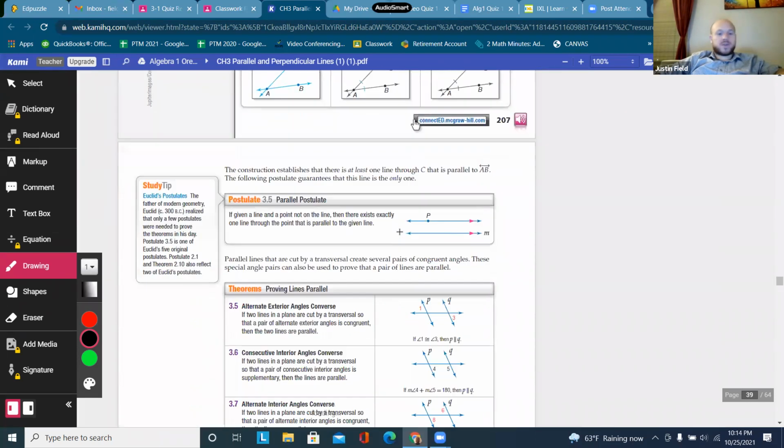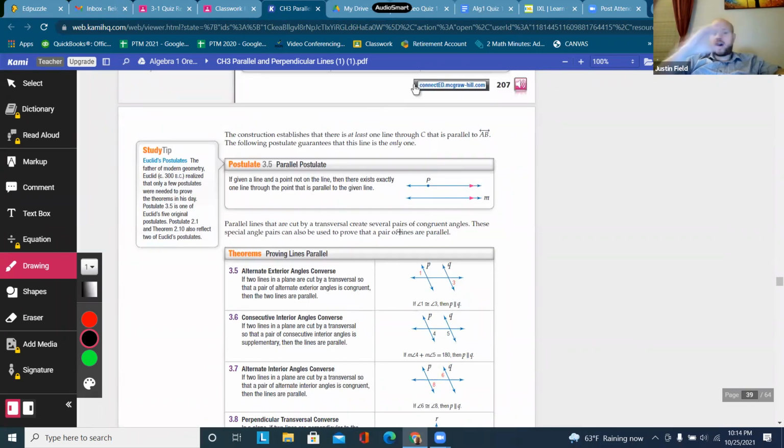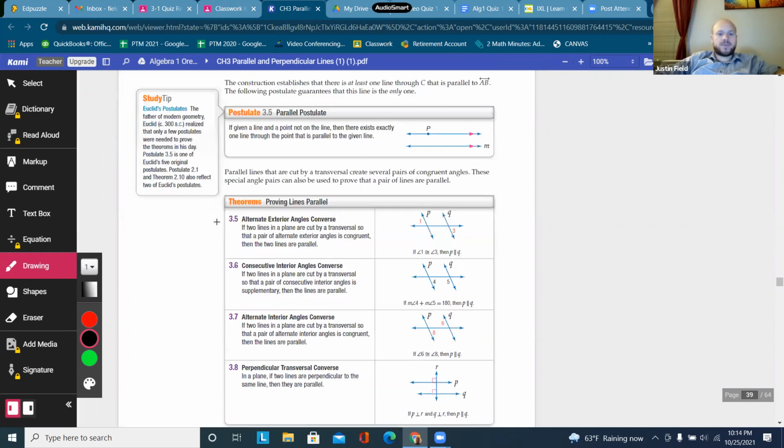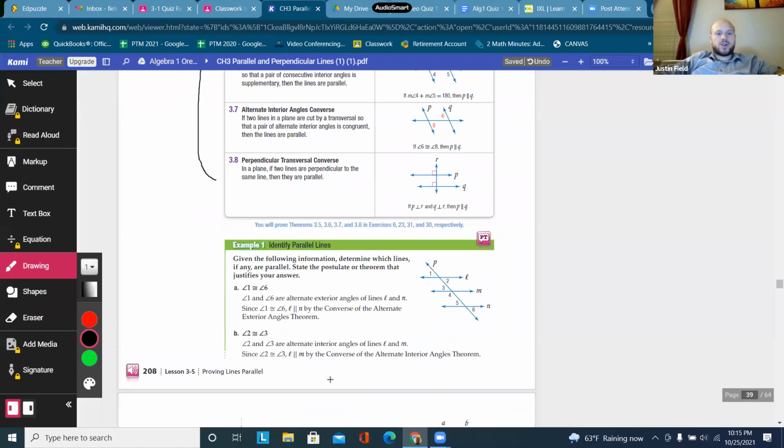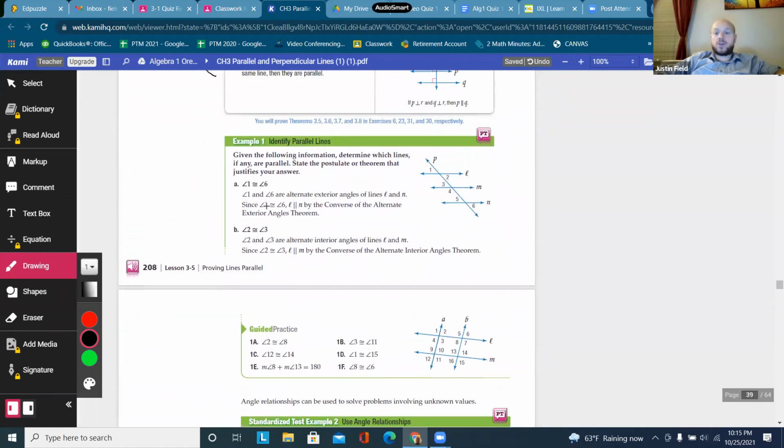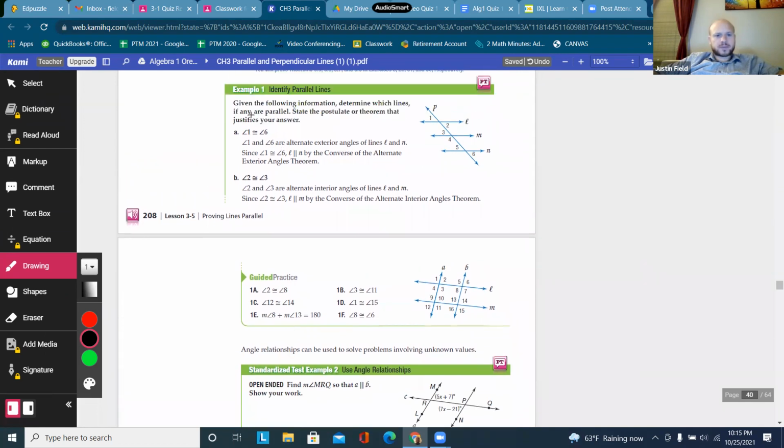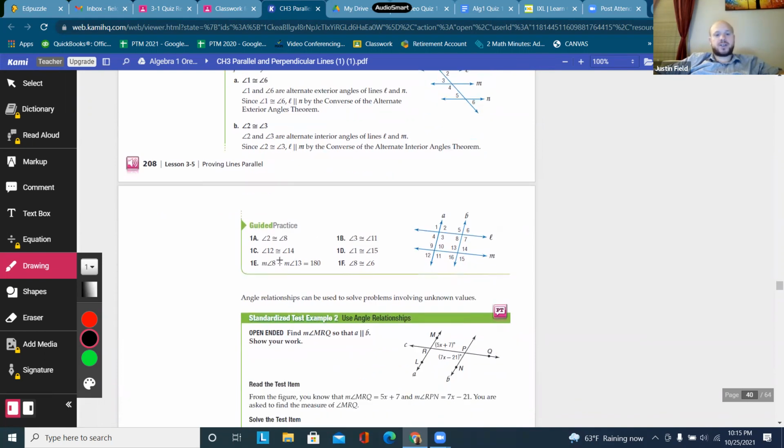And there's also an alternate interior angle converse. They all have a converse, as you can see right here. Even that one has a converse. So whenever we want to show that two lines are parallel, we can just say, what's the relationship between their corresponding angles? Are they congruent? Lines are parallel, move on. Okay, so given the following information, determine which lines, if any, are parallel. State the postulate or theorem that justifies your answer.